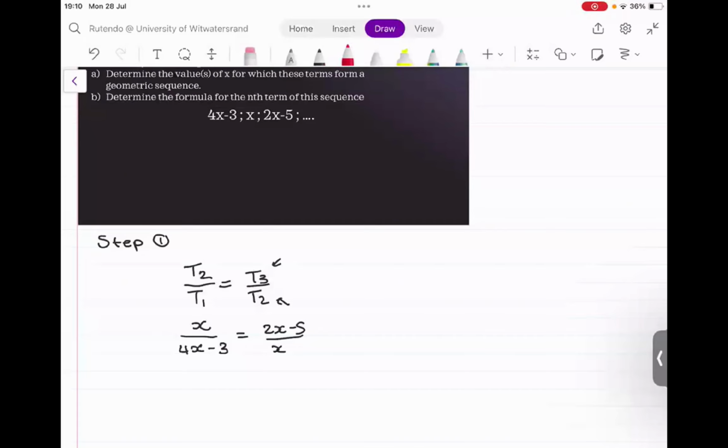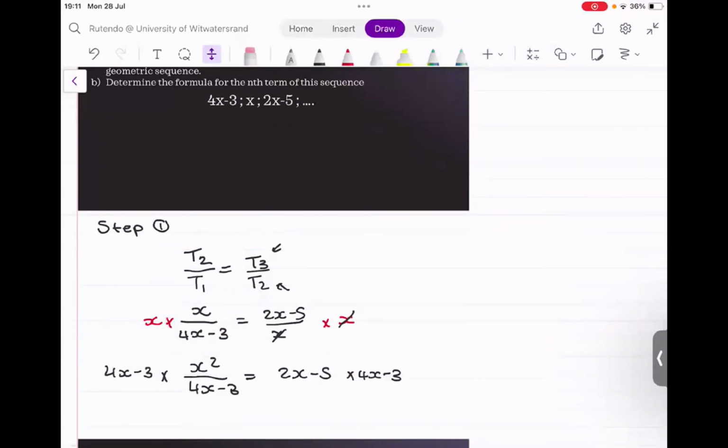So I'm going to multiply this side by x, or both sides by x, right? So I'll have x squared over 4x minus 3 equals, this x cancels out with this x, gives me 2x minus 5. Yes, cross multiply. And then I'm going to multiply both sides by 4x minus 3.